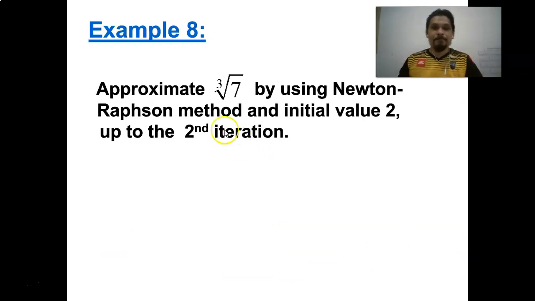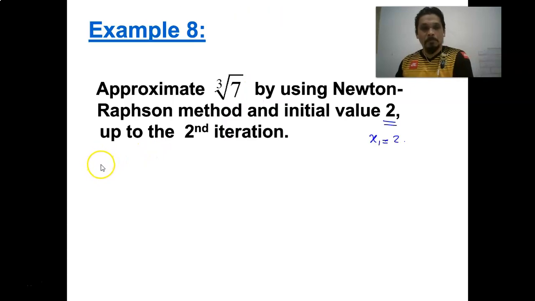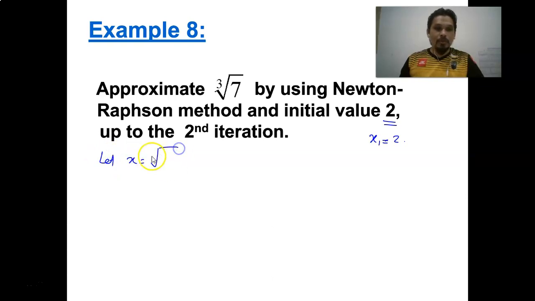Okay, now let's take a look at this one here. Approximate the cube root of 7 by using the Newton-Raphson Method, with initial value of 2. Initial value of 2 meaning x1 equal to 2. So for this case, the solution: let x equal to the cube root of 7.